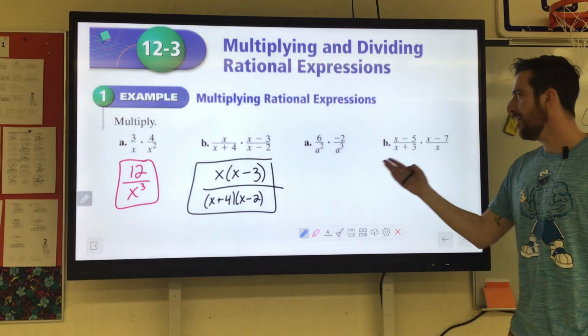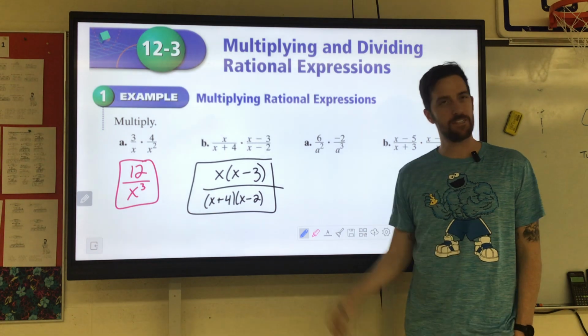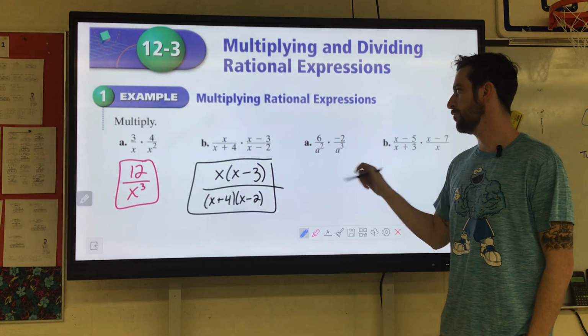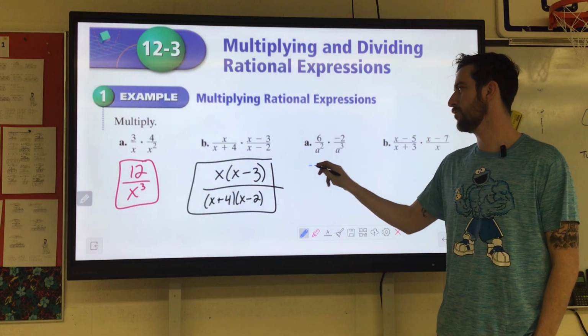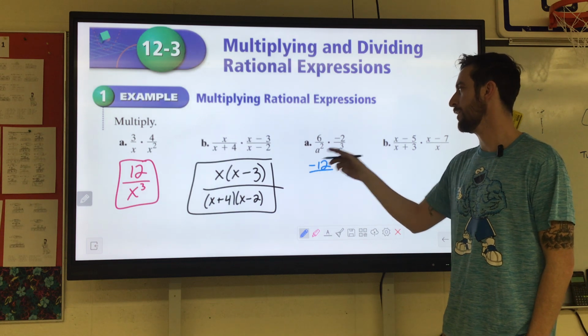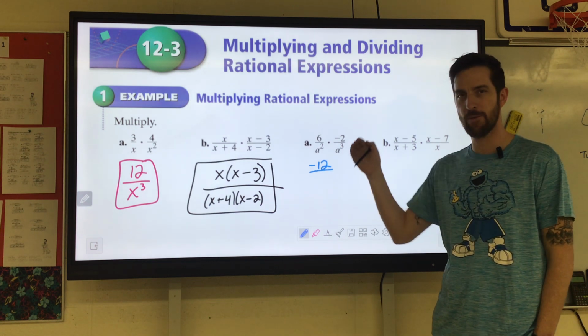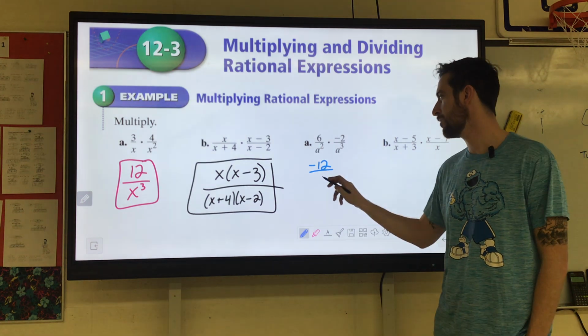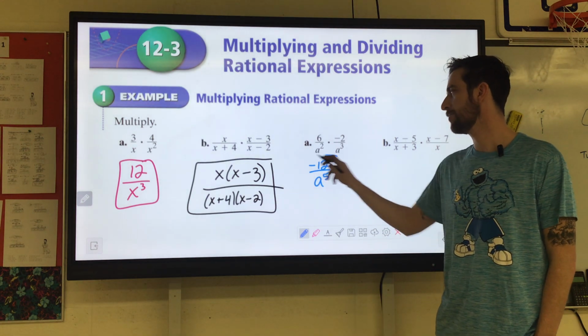All right, on A, over here. Again, it's very similar to the other A. We're just going to multiply across the top. 6 times negative 2 is negative 12. Denominator, a to the second times a to the third. Remember, when you multiply, you add the exponents. So that would be a to the fifth.